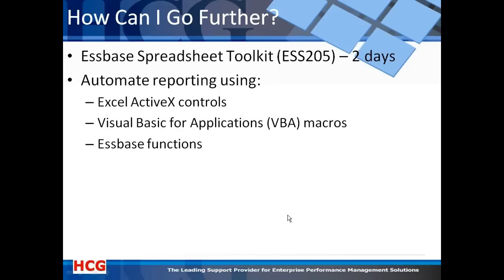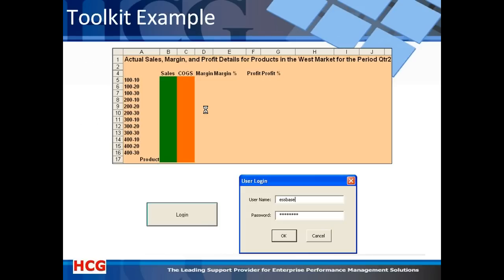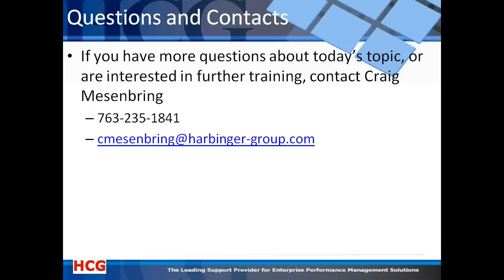And that's all done via the use of this thing called the Spreadsheet Toolkit, using Excel ActiveX controls and VBA macros that within them contain Essbase functions which do things like connect to Essbase, retrieve from Essbase, disconnect from Essbase, change the options so that the options are set correctly so that the user doesn't have to change options, many things like that. And that's in our 2-day class. So create a template to be copied multiple times, automate the login process, automate the user selection, and copy those templates many times, as you just saw me do live there.